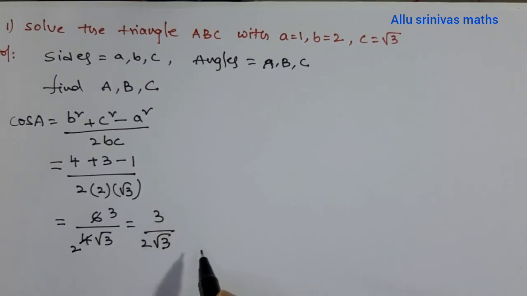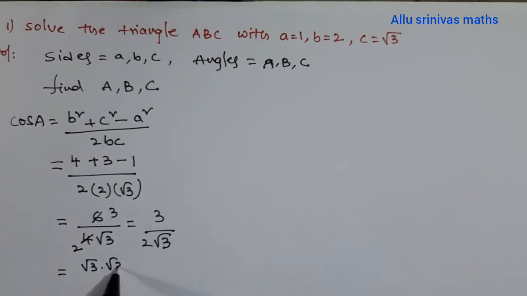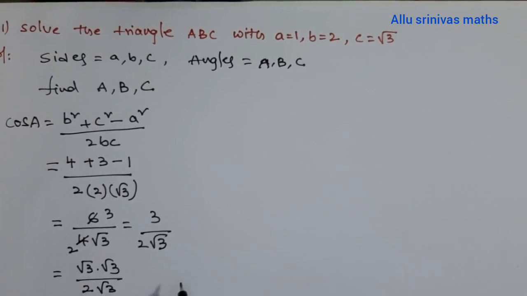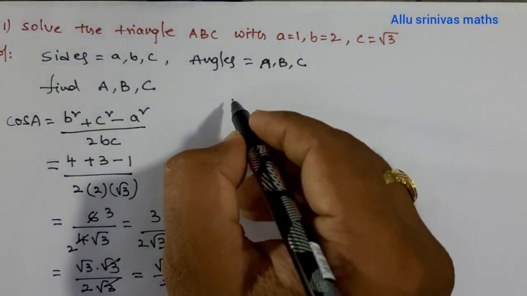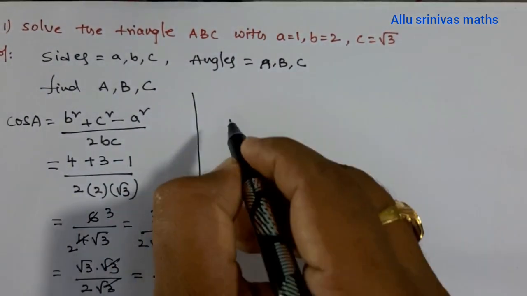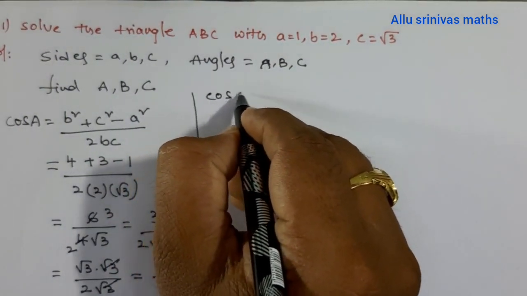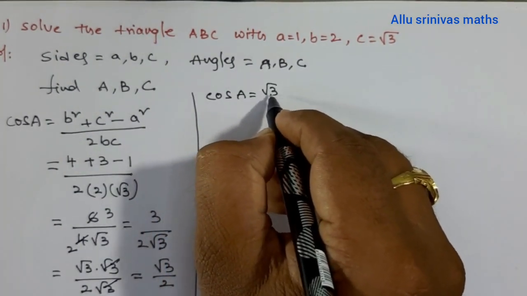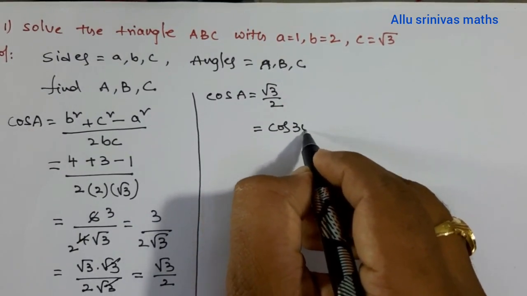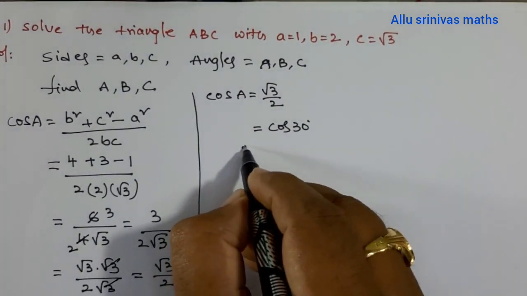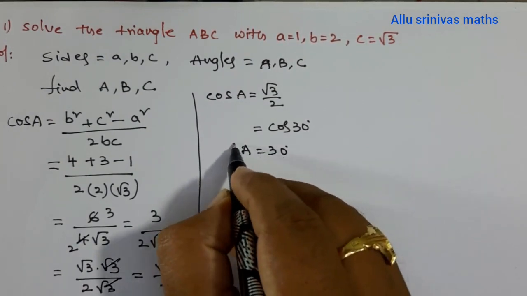3 can be written as root 3 into root 3 by 2 root 3. So finally root 3 cancels, root 3 by 2. Cos A equals root 3 by 2. Root 3 by 2 can be written as cos 30 degrees. Both sides cos cancelled. A equals 30 degrees.